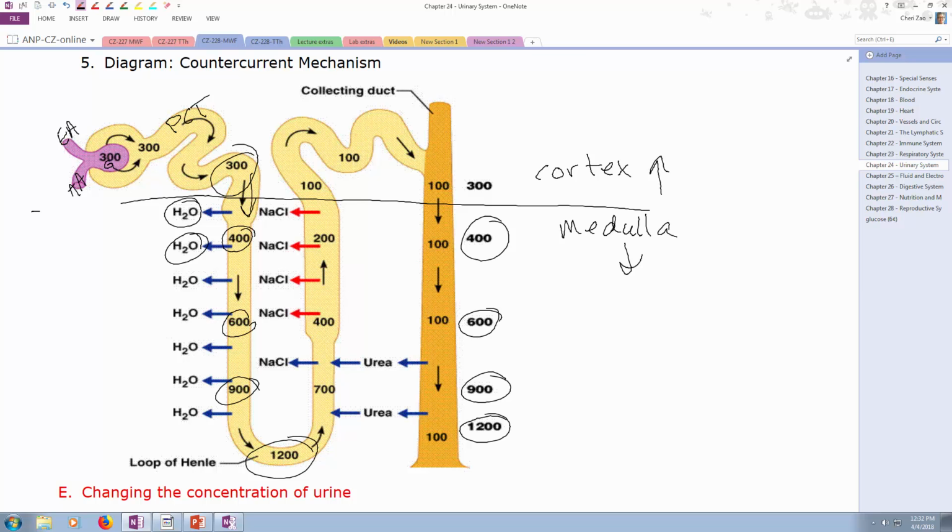Now, what's really kind of strange, though, is as we go up on our ascending limb, remember, we are impermeable to water on the ascending limb, but we are actively pumping out salt, sodium chloride. So here we go. And when we pump out a solute, that causes our osmolarity to go down. So the numbers go from a high number to a lower number. And we end up at 700. We're still pumping out more solutes. We get down to 400. And even before we get to the cortex, we are down to 200 milliosmoles in the lumen of the ascending limb. So that means we've pumped out a lot of solute.